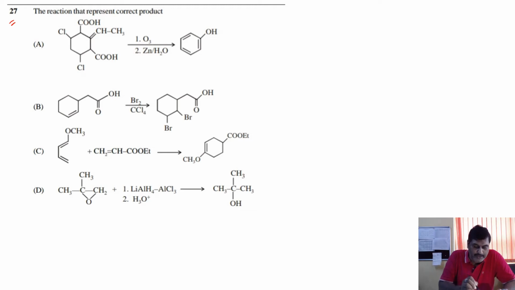Here, the question is: which reaction represents the correct product? Understand this one: ozonolysis takes place because of this, and the cleavage takes place. As a result, what happens here? This one is C double bond O and OH, this is C double bond O and CH double bond OCH3. This is the other part, and this side COOH. Both chlorine atoms will remain unaffected in this process.